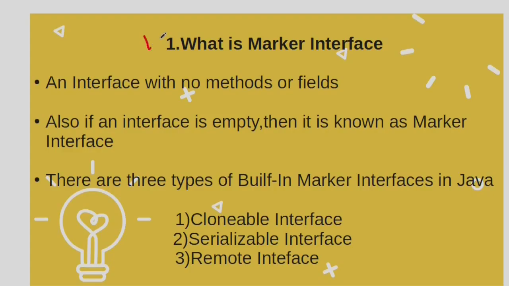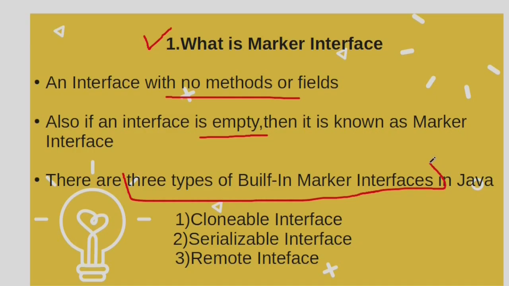See the first question: what is a marker interface? In Java we have 2-3 types of interfaces, like functional interface, normal interface and marker interface. In a marker interface we cannot have any methods or fields. It will be an empty interface. We have three built-in marker interfaces. The first one is Cloneable, the second one is Serializable, and the third one is Remote.